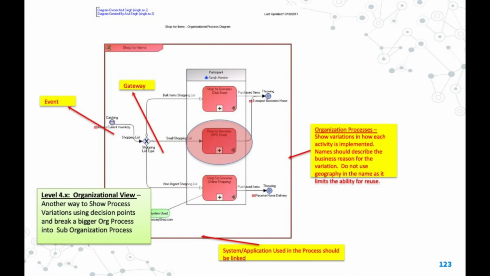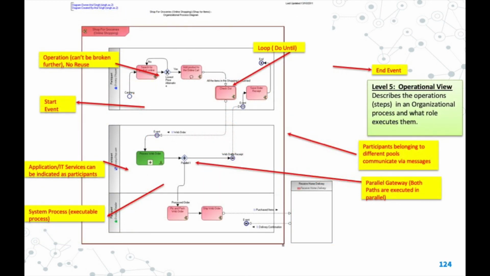Again, double clicking in further to what it means to shop for the items. You can see that depending on what shopping list you have, you may go to a club store, or maybe you're going to a high frequency retail, or you're going to end up ordering this item online. So this is your level 4.1, if you will, type of business process map. Finally, we've reached the level 5 process diagram where we're showing how to shop for groceries online.